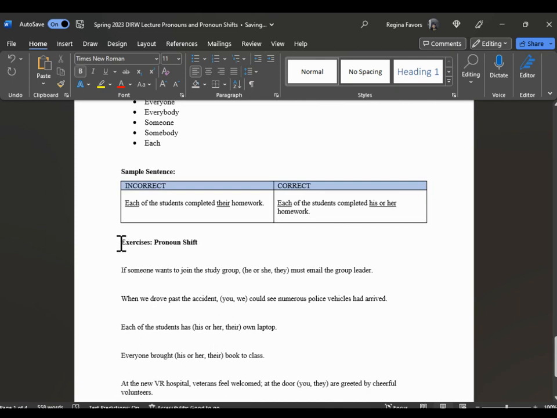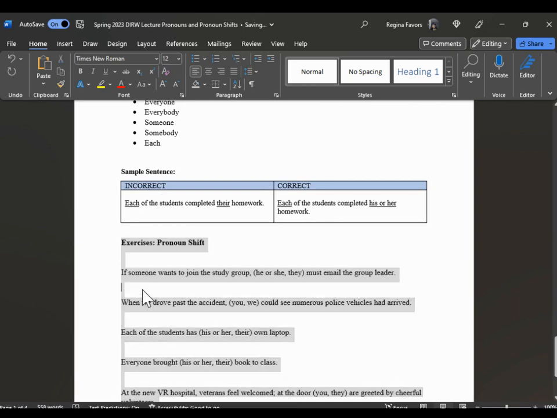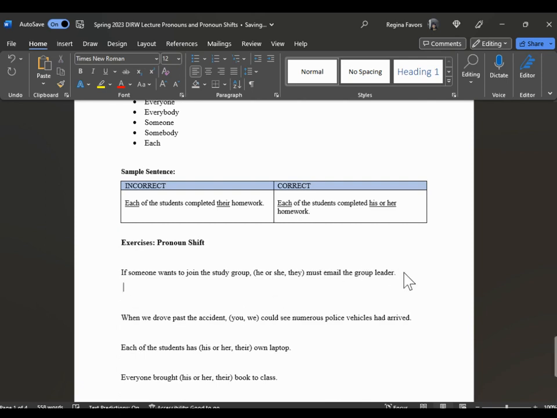The first sentence is: if someone wants to join the study group, he or she must email the group leader. So let's rewrite it. If someone wants to join the study group, he or she must email the group leader, because it's singular. And we don't know whether or not it is plural. So this is singular. Okay.